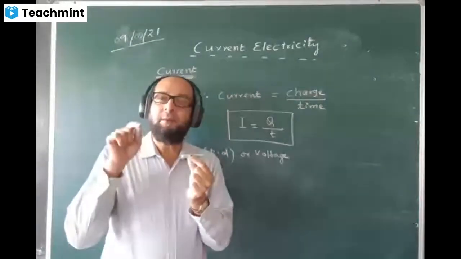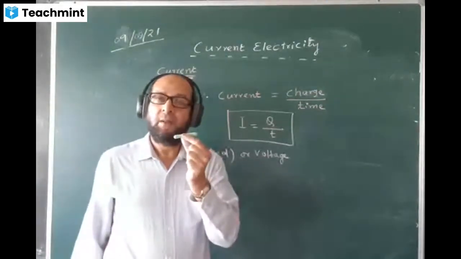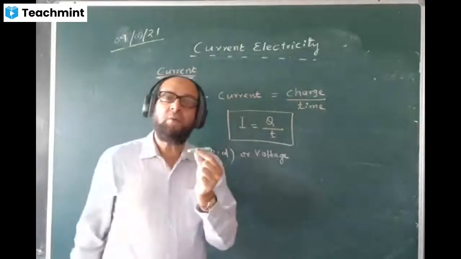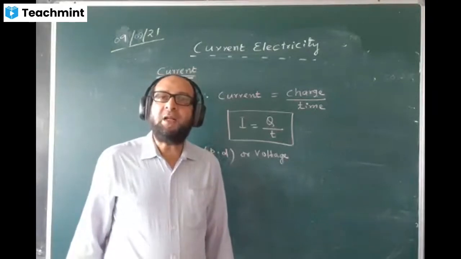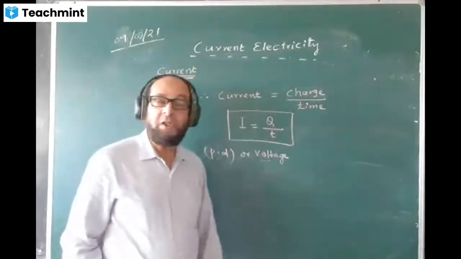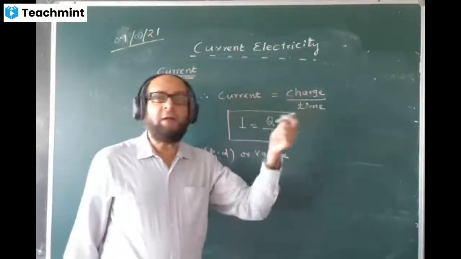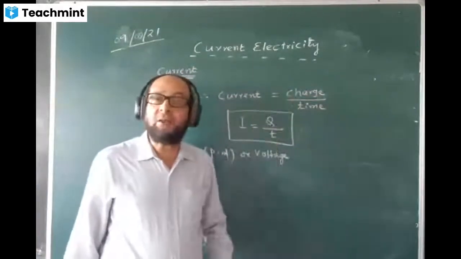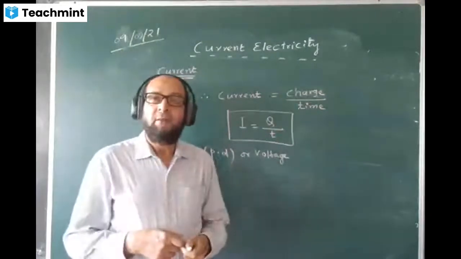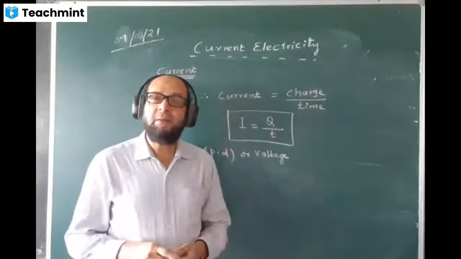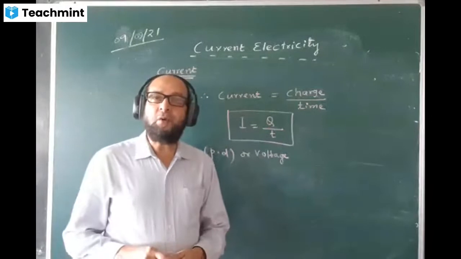One has to be positive, one has to be negative. That means there must be a difference between the ends of the two, a potential difference. Then only the current will flow. Potential difference in common language we call voltage. No voltage, no current. And voltage is provided by sources such as a battery, a cell, a dynamo, a generator. We have various methods of producing potential difference or voltage. No voltage, no current. That is the idea.